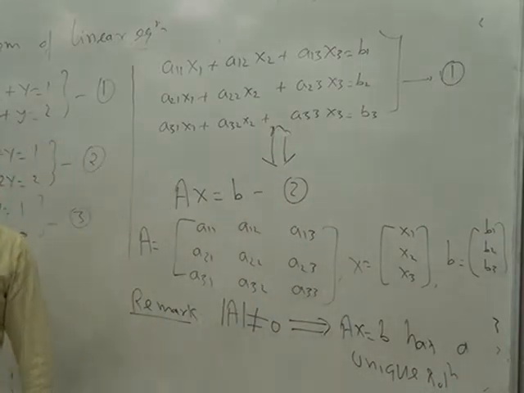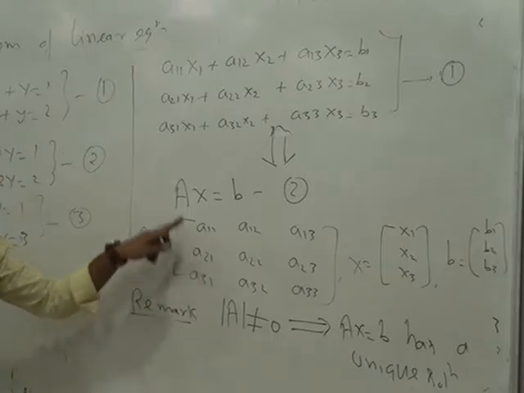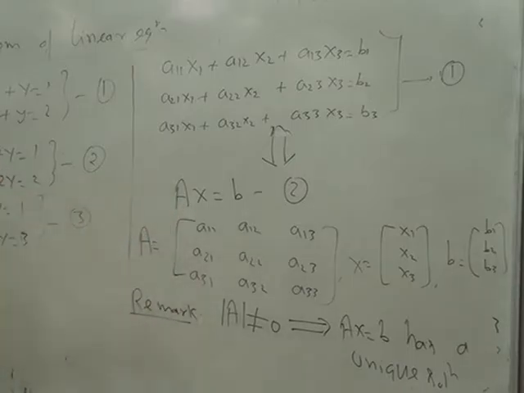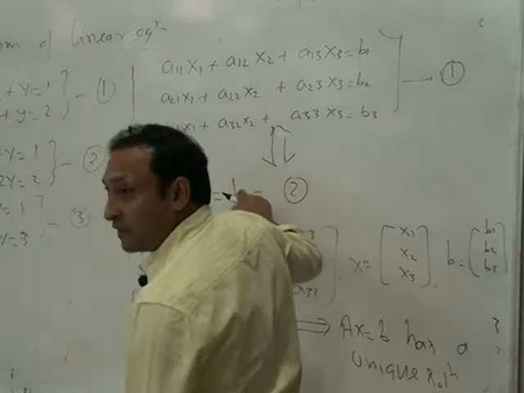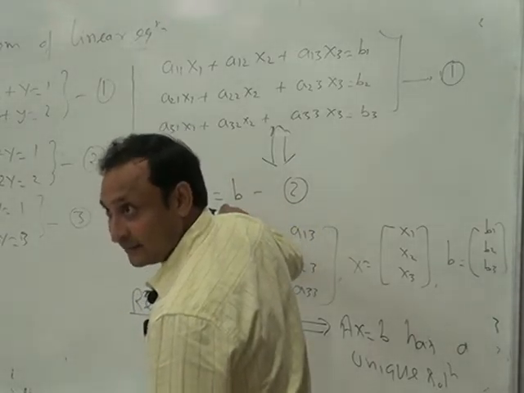Correct? Then Ax equal to B has a unique solution. Actually, determinant of A is non-zero means what? This A is non-singular, which means A is invertible. A is invertible, correct? So the idea is you can take this quantity to the other side as an inverse, correct? You get the x, correct?